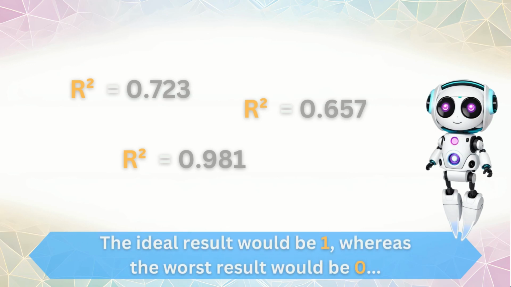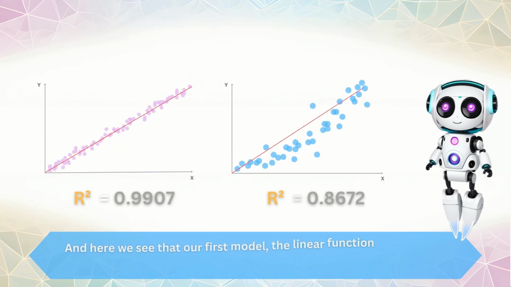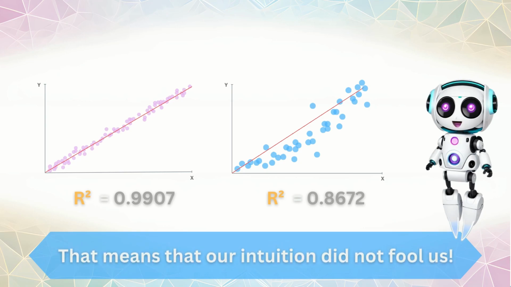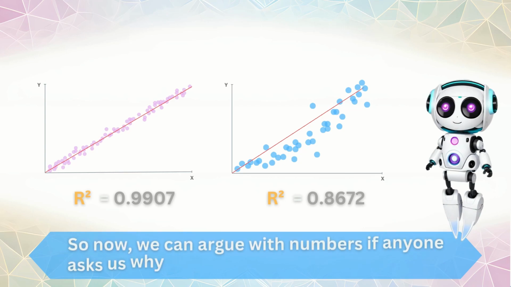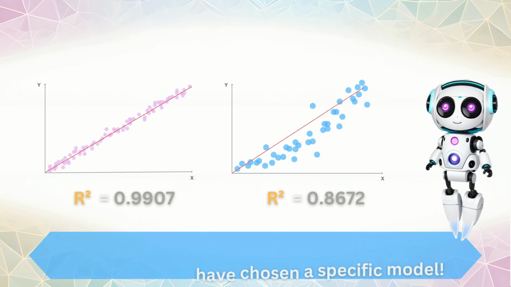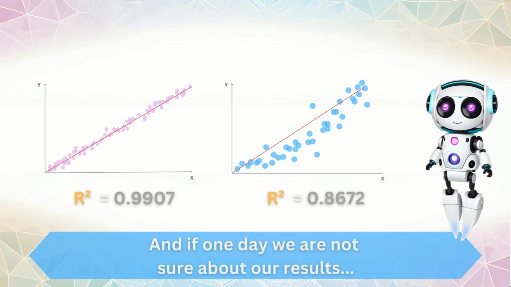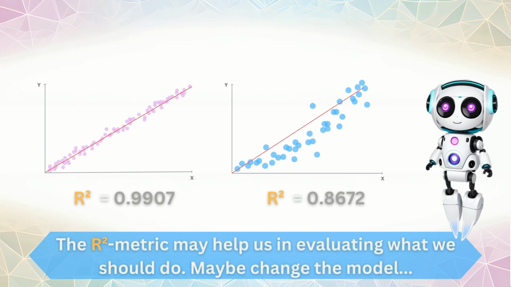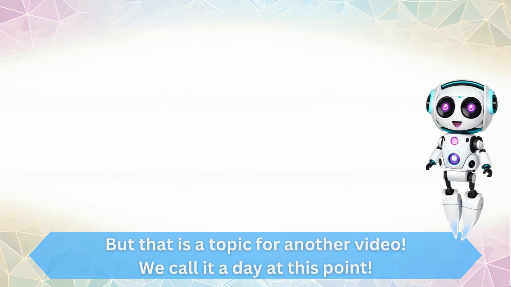The ideal result would be 1, whereas the worst result would be 0. And here we see that our first model, the linear function on the linear data, performs far better than the linear function on the polynomial data. That means that our intuition did not fool us. So now we can argue with numbers if anyone asks us why we have chosen a specific model. And if one day we are not sure about our results, the R² metric may help us in evaluating what we should do. Maybe change the model. But that is a topic for another video.